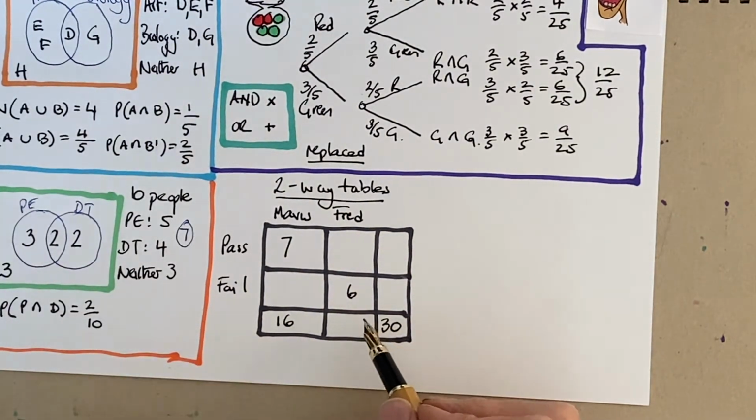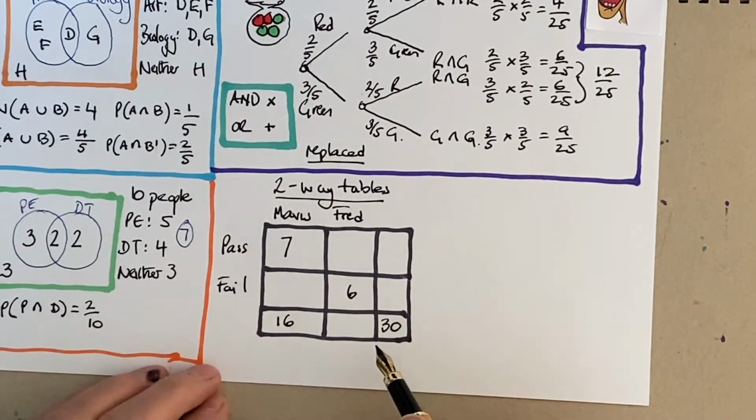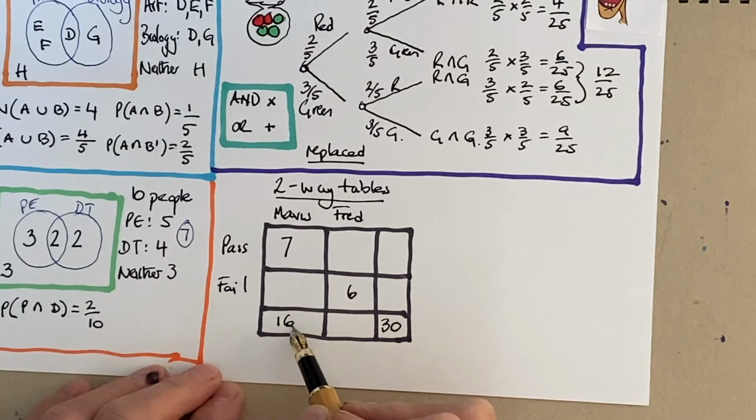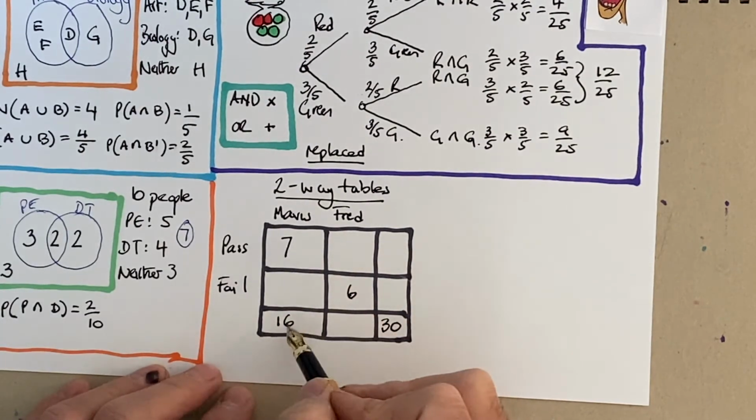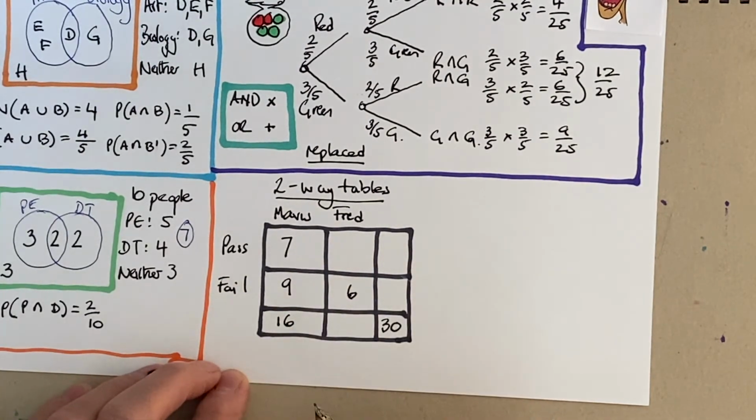Now this could be the setup, and they could ask the question, how do you fill in all the other cells? And can you? Well, you can, but you've got to do it in the right order. So you've got to think carefully about this. I know there's a missing gap here. I know that 16 people went with Mavis, 7 passed, so 16 take away 7 is 9, means 9 failed.